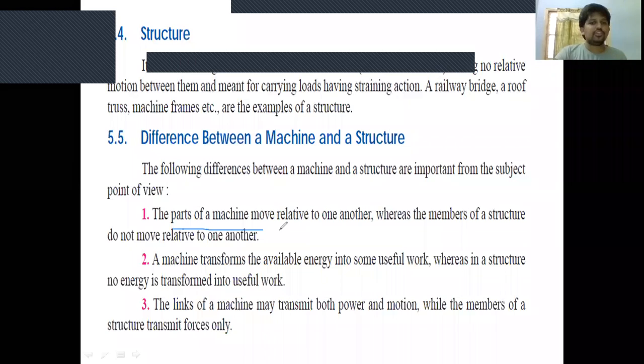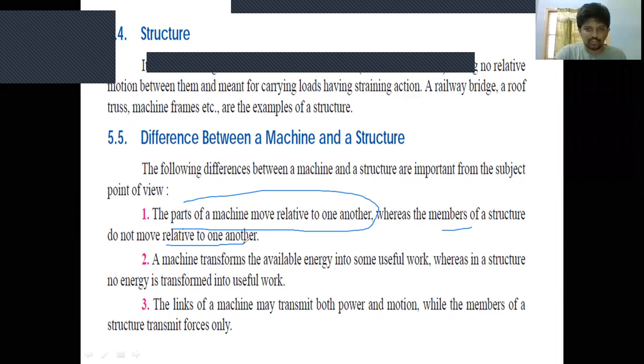The parts of a machine are related to one another by relative motion, whereas members of a structure do not move relative to one another. Because in a machine you have relative motion, and in structures you don't. Structures should not move either; in bridges, for example, you can't see them moving from one place to another. A machine converts available energy into useful work, whereas a structure has no such conversion of energy to useful work. If you go through these things, you will find out the basic differences between structure and machine.